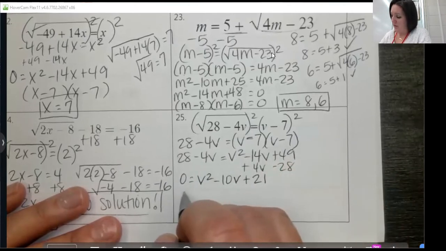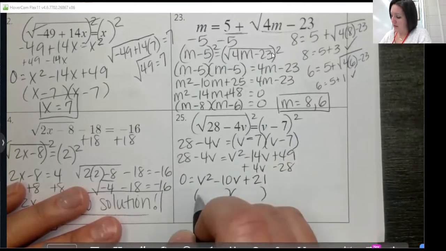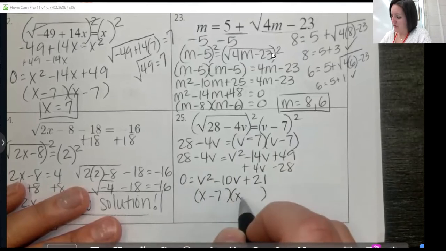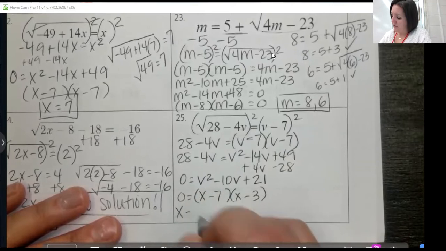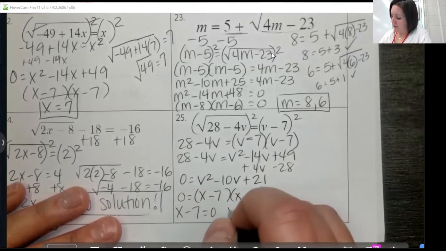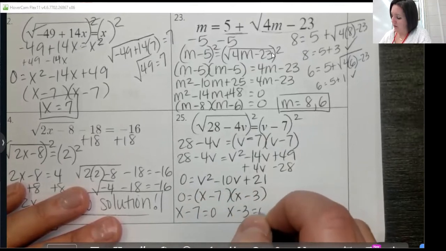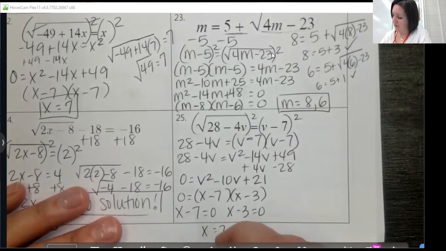All right, so we have what multiplies to get 21 and adds to get negative 10. I say negative 7 and negative 3. That's nice. So we have x minus, oh, I just totally changed it to x. That's okay. I'm just going to roll with it there. So x equals 7 and x equals 3.